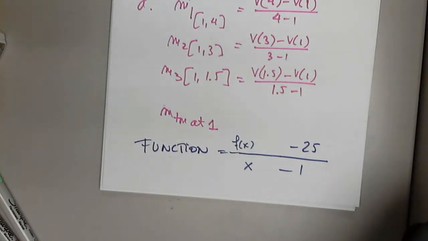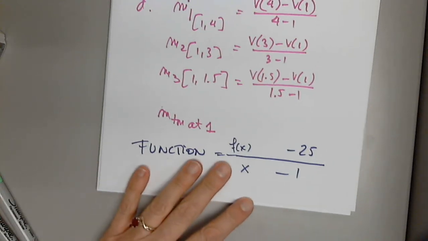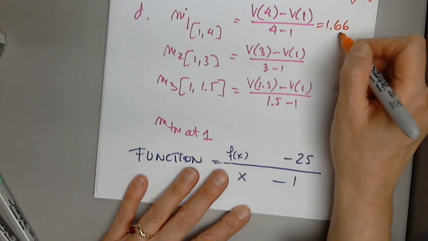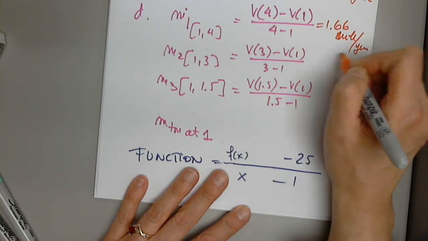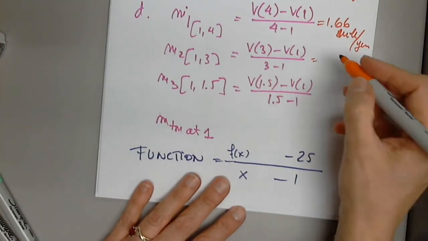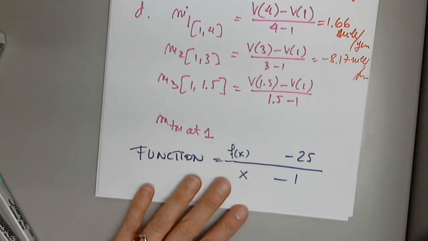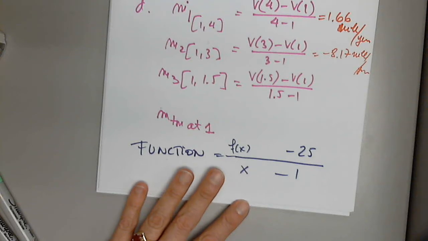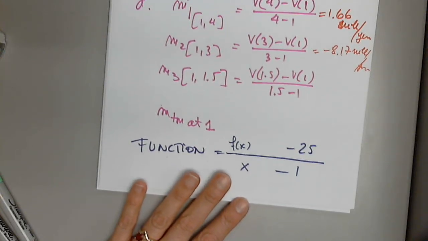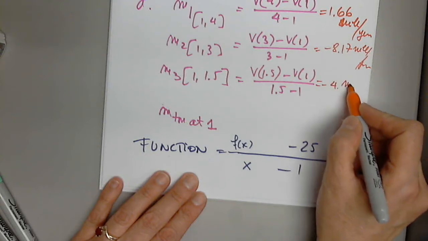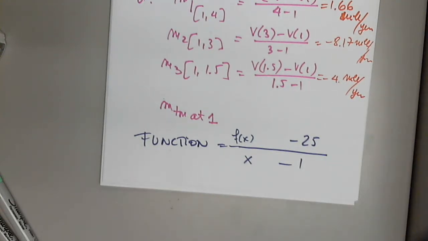Okay, so let's finish it up. So we had to copy those. If you'd like to copy those numbers, I can give them to you, or I can put them here. At 5, 21, we already have that. At 4, 1.66, 1.66 mil per year. At 3, negative 8.17 mil per year. And we had 2. No, we didn't have 2. 2, I made it up. We had 1.5, negative 4 mil per year.